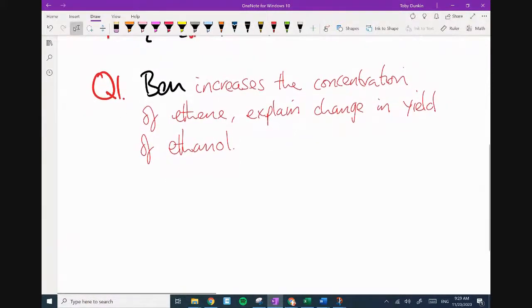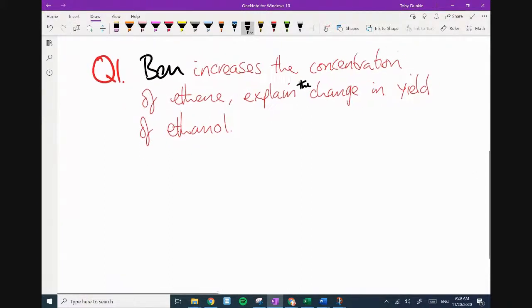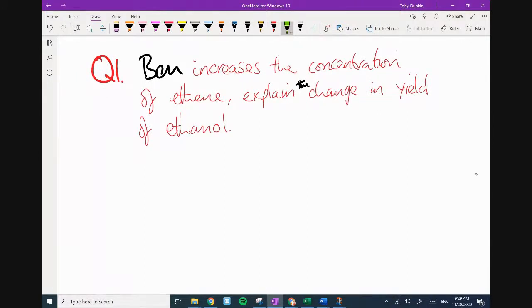So Ben increases the concentration. They can explain the yield. They explain the change in yield of ethanol. Okay, so we're going to run KOFSY. That's what we're going to do.